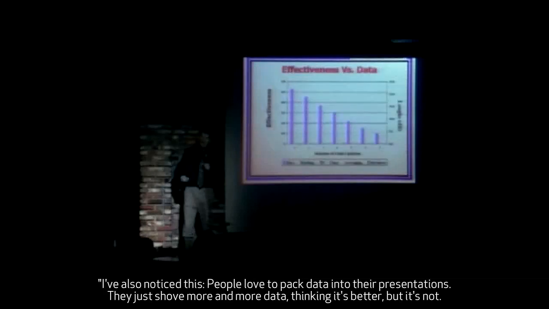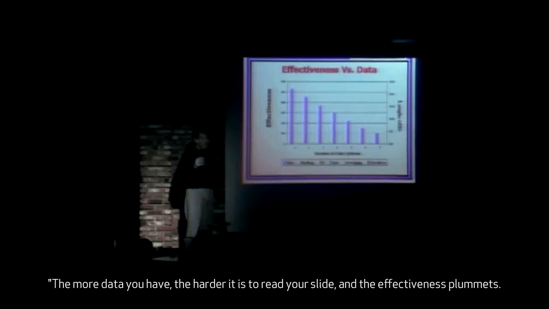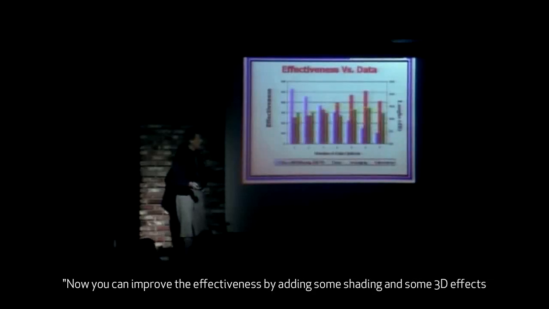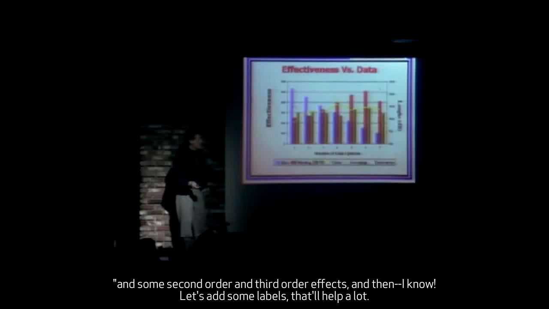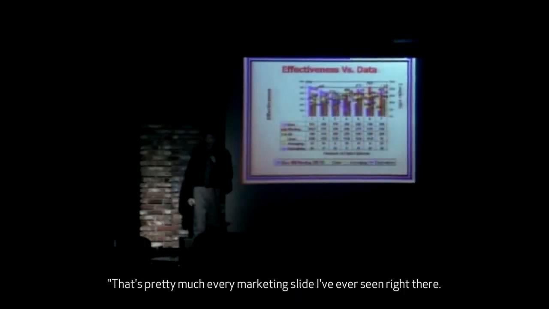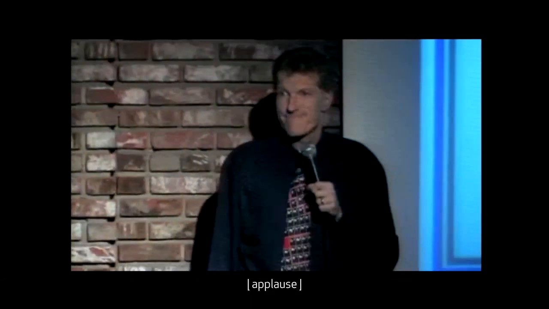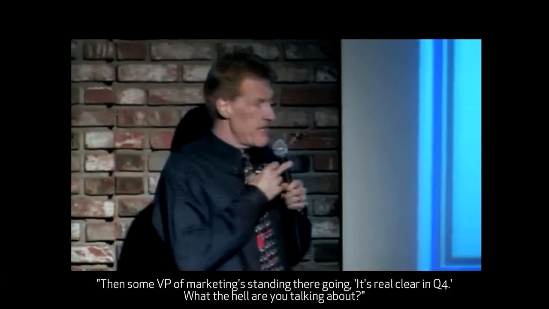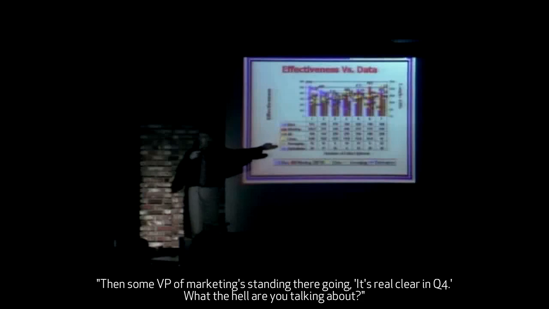I've also noticed this. People love to pack data into their presentations. They just shove more and more data thinking it's better, but it's not. The more data you have, the harder it is to read your slide, and the effectiveness plummets. Now you can improve the effectiveness by adding some shading and some 3D effects, and then some second order and third order effects, and then, I know, let's add some labels. That'll help a lot. And that's pretty much every marketing slide I've ever seen right there. Then some VP of marketing standing there going, it's real clear in Q4. What the hell are you talking about?